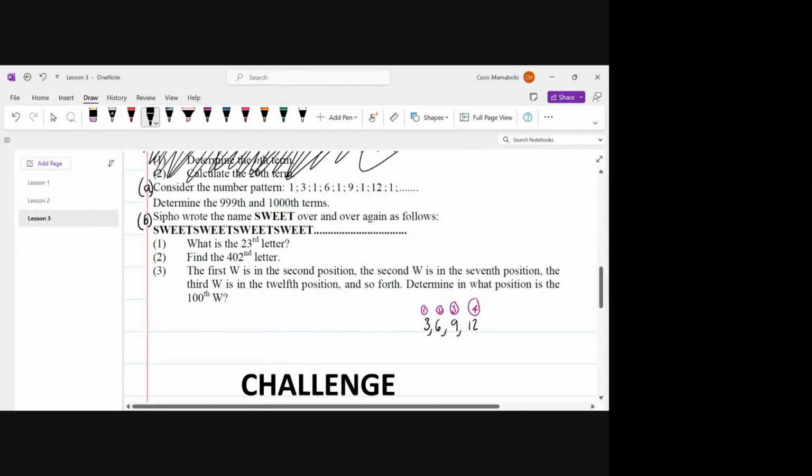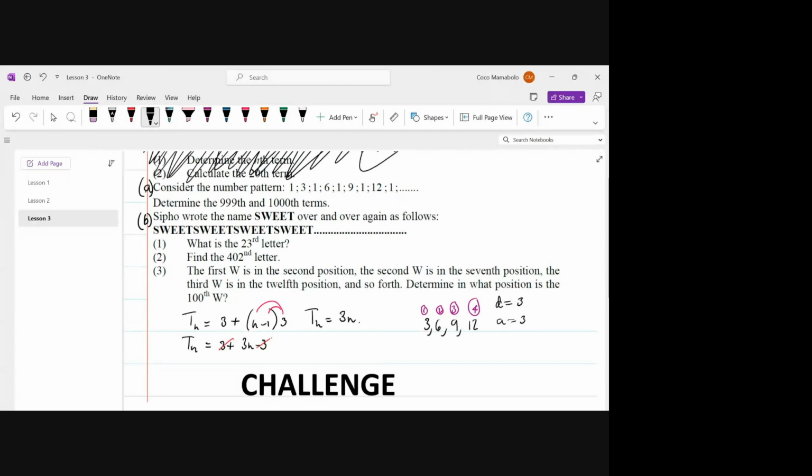I know that my common difference, D, is equal to 3. My A is also 3. So Tn is equal to 3 plus open bracket n minus 1 multiplied by 3. Distribute n, so we'll end up with Tn is equal to 3 plus 3n minus 3. I know that the 3 and the negative 3 will cancel each other out. Therefore, Tn is just equal to 3n.